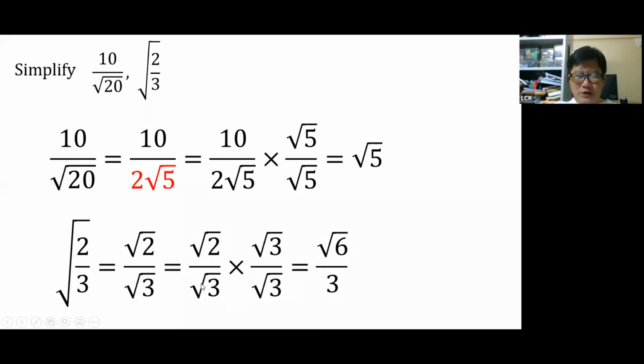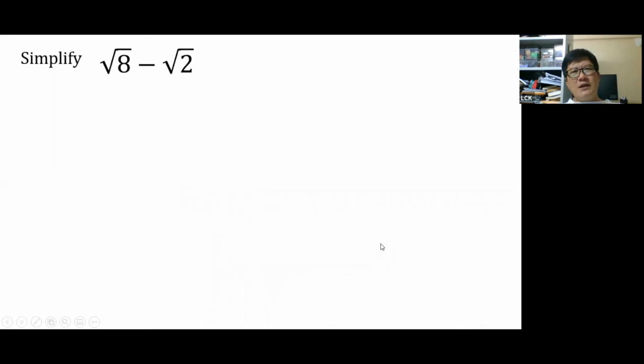All right, and when you do that, you will see that your denominator becomes 3, and your numerator is just the square root of 2 times the square root of 3, which equals the square root of 6. So that's how you do simplification. Now let's look at other types of simplification questions.